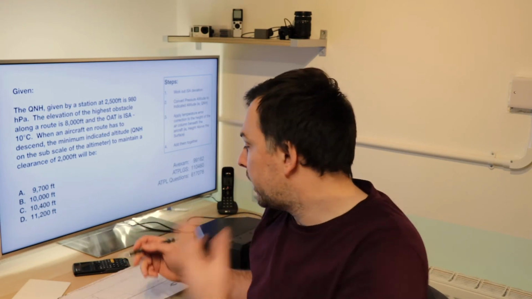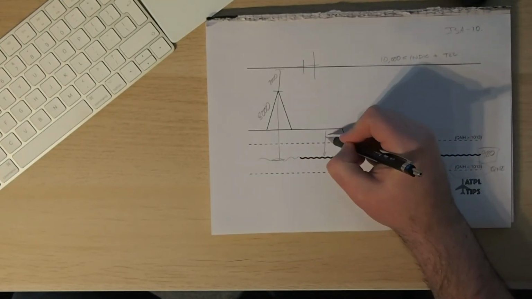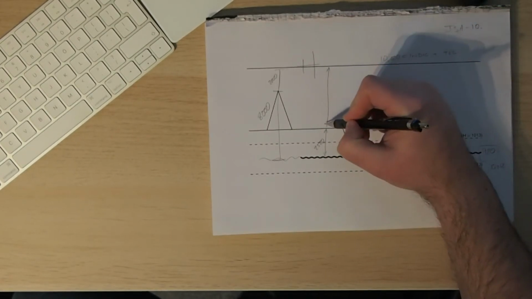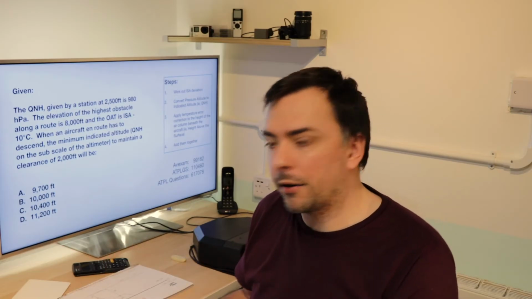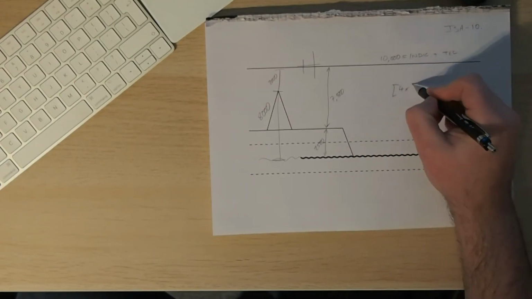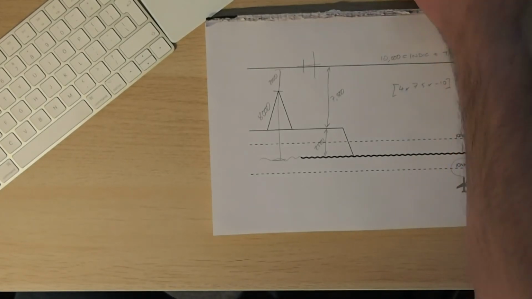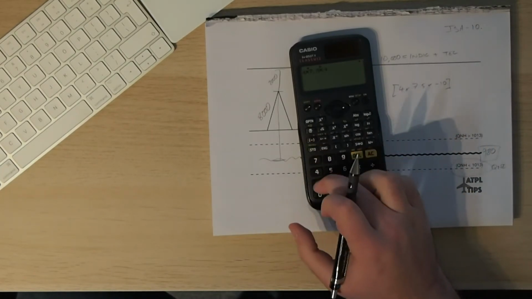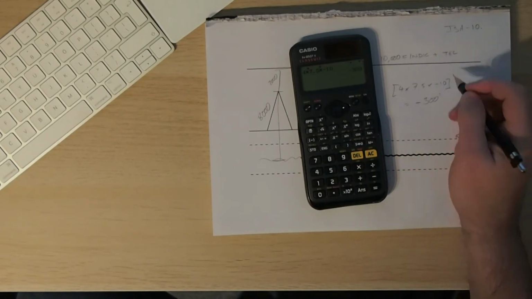So what can we do? Well, we can do the temperature error correction because we know that the station is at 2,500 feet elevation, which means that the column of air that we're flying over is 7,500 feet. So we can apply our temperature error correction, and we know the formula for that is 4 times 7.5 times minus 10. So 4 times 7.5 times negative 10 gives us minus 300 feet.